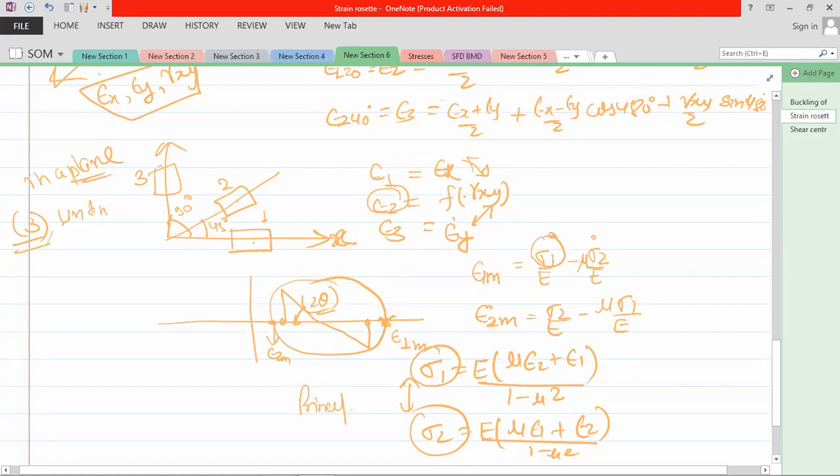principal strains. So I am asking, does anyone have any doubt about why we are doing it, how we are doing it, and where it is leading to? So these three things you need to know: why strain rosettes are used, what we are going to do with strain rosettes, and what we are getting with strain rosettes. So I hope you are clear with it. Anyone has any question?